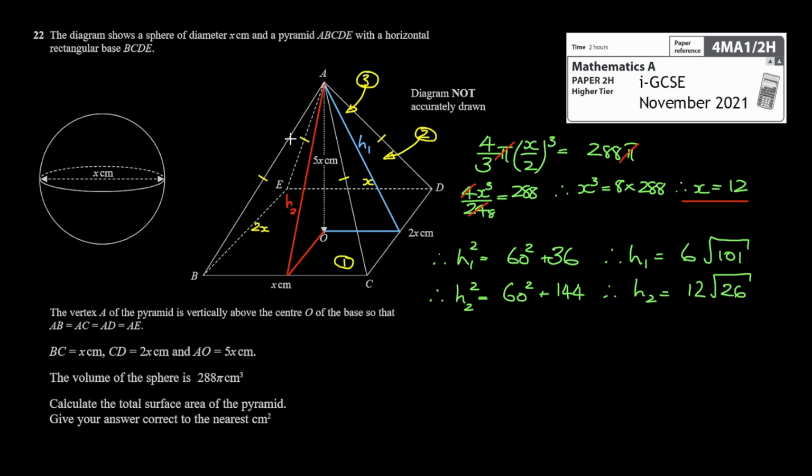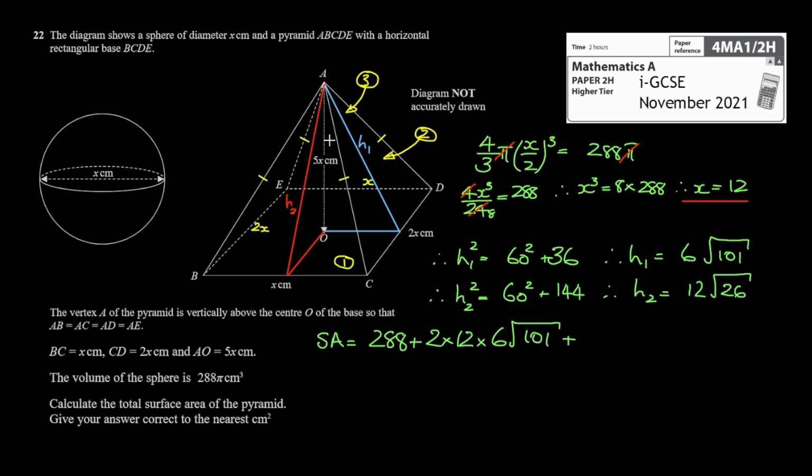So we know the heights of both these faces now, so we can do the big addition of all these surface areas. So the surface area is equal to, let's just get the base out of the way. The base is 2x squared, x being 12, so this is 288. And now the two area 2's. So we've got 2 of half the base times the height, half the base being 2x will be x, which is 12, so this is 2 times 12 multiplied by our height, which is 6 root 101.